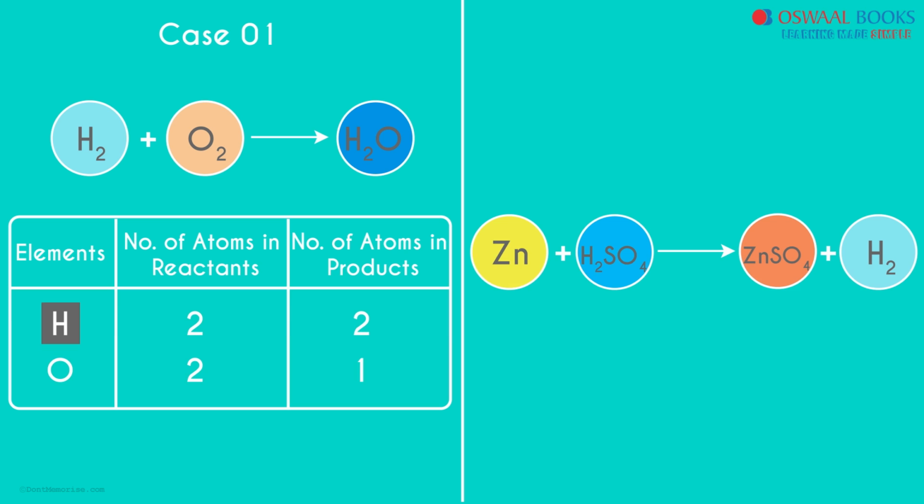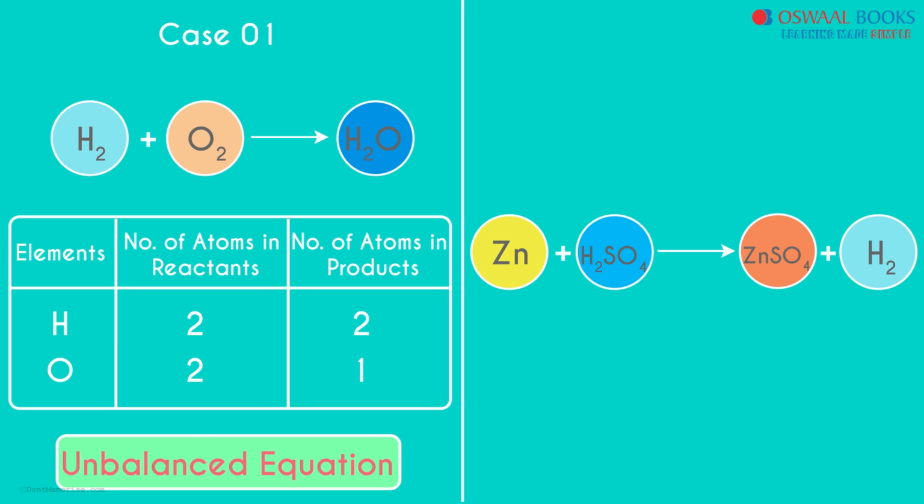For each element, we look at the numbers written in the second and the third column. For hydrogen, we see that the number of atoms on each side is equal. But for oxygen, we see that the number of atoms on the left is 2 and that on the right is just 1. Do you know what we call such an equation? Yes, unbalanced equation. If the number of atoms of each element on the reactant side is not equal to the number of atoms of the respective elements on the product side, then we say that the equation is unbalanced.